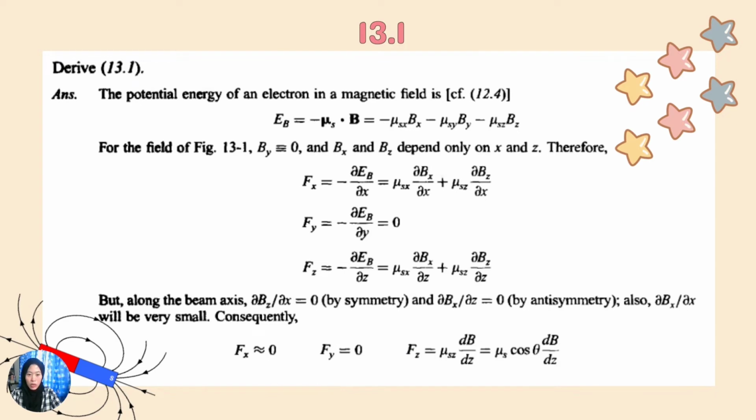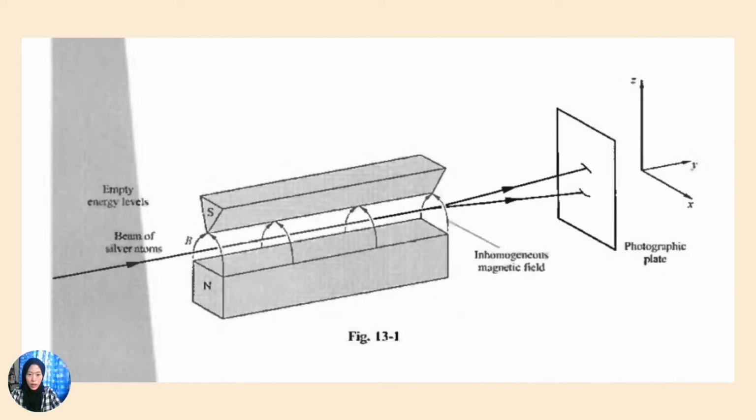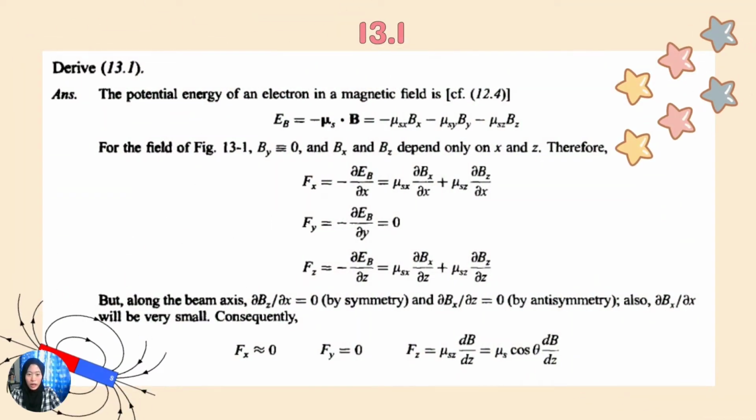So E_B equals negative mu_s dot B, equals negative mu_sx Bx for the x component, negative mu_sy By for the y component, and negative mu_sz Bz for the z component. We have to know that there are 3 components in this magnetic field. For the field of figure 13.1, as you can see, there are 3 components x, y and z. Okay, this one is the figure.